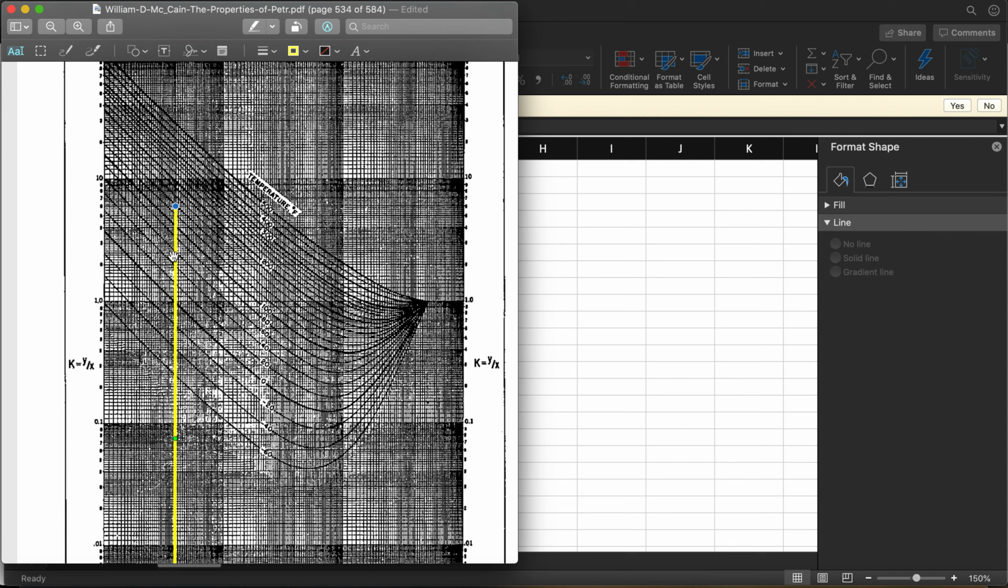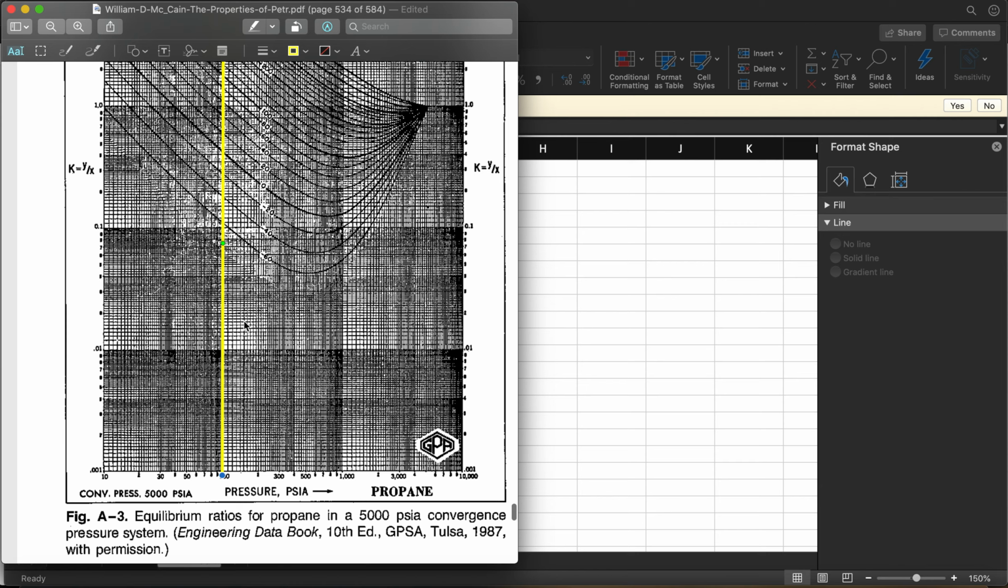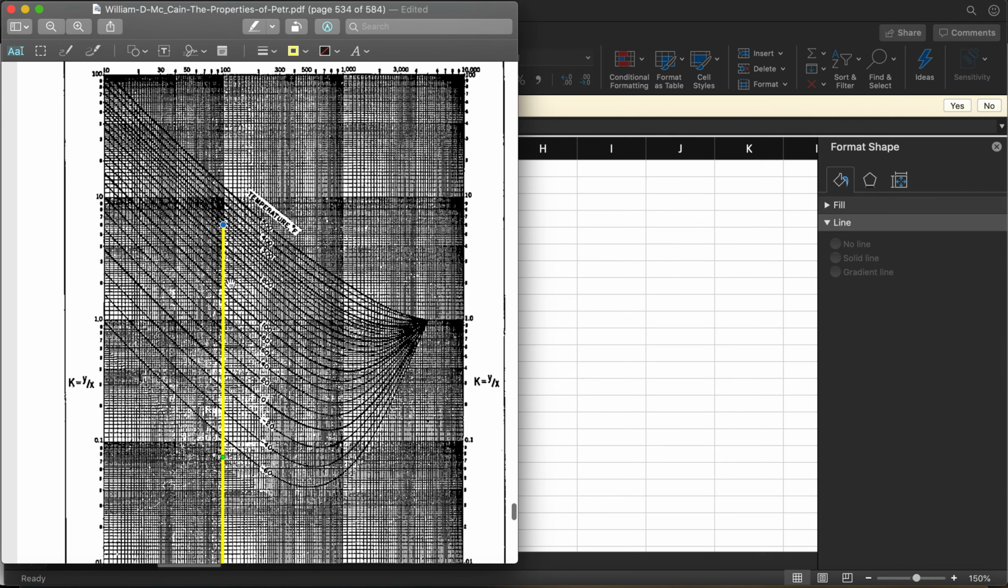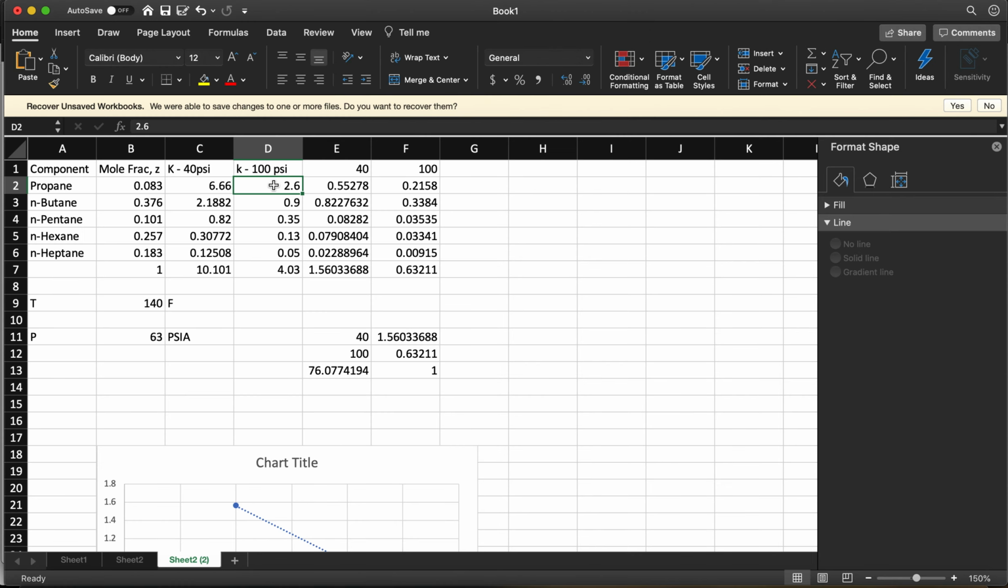I would come here and move over to the 100 psi line, which is nice because you can see where it changes color right here. That's where 100 is, in case you wondered how to read a log plot. And move this down to where it's around the 140 Fahrenheit line. Come over and measure. It looks like I'm at 2.5 or something like that. How about 2.6? Looks good enough to me.